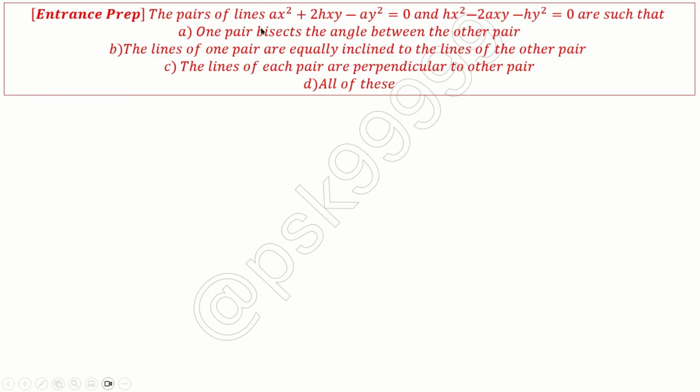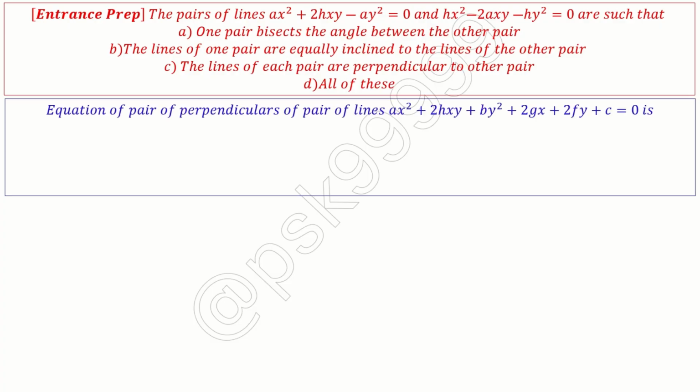If you see it, there is a symmetry in the given equations. The first one is ax square plus 2hxy minus ay square, and the h and a are basically exchanged. Correct? So both are equally inclined to each other. That is for sure actually. Let's find out whether they are perpendicular or not also.